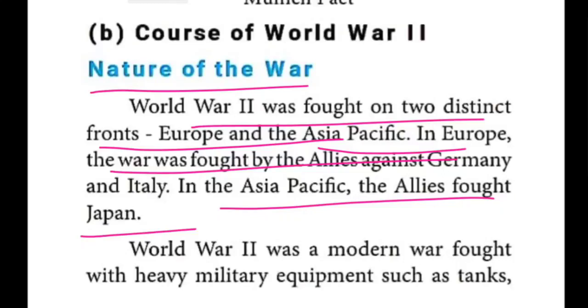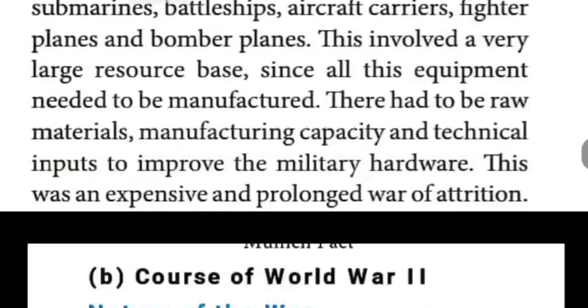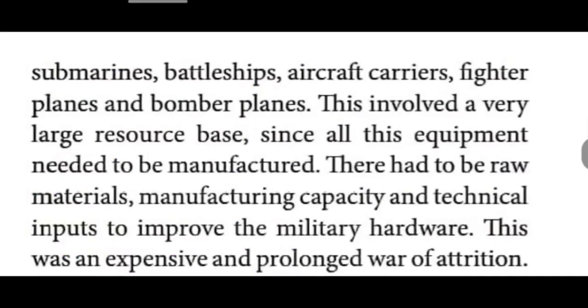World War II was a modern war. Why? Because they used modern military equipment. What equipment did they use? Tanks, submarines, battleships, aircraft carriers, fighter planes, as well as bomber planes. These are the things that were used, so the Second World War was considered the modern war.